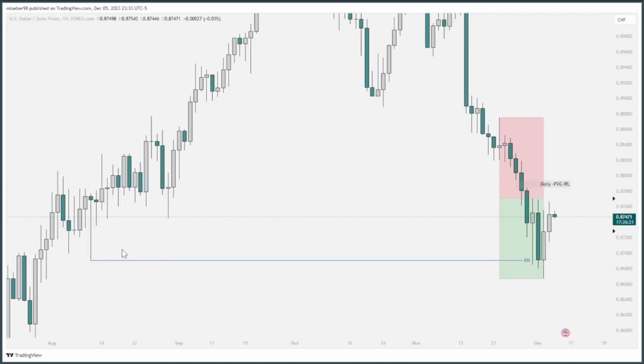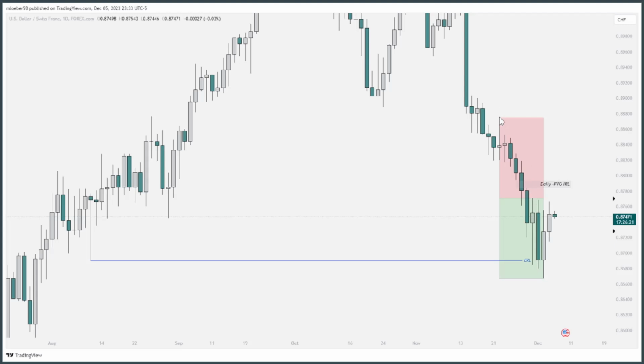Now, switching gears, showing you guys what I saw on the US dollar Swiss franc. I'm looking at my daily chart. And what did we do here? We ran external range liquidity, clearing this swing low. And after we took out the external range low, we had displacement higher.